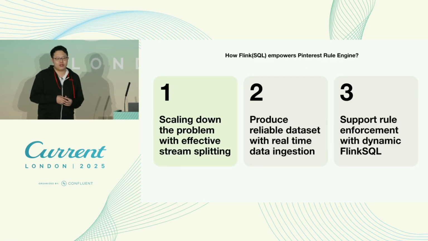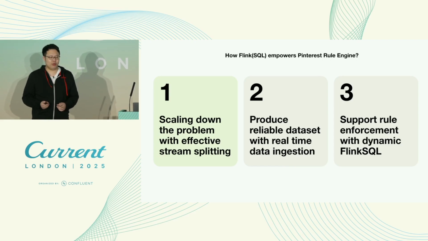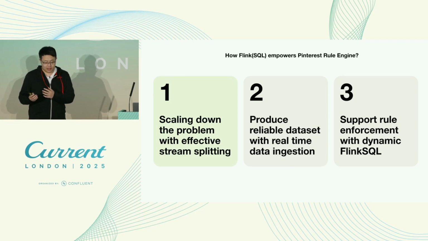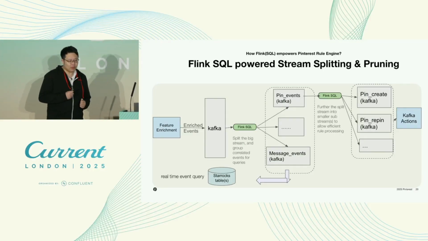Basically, we use Flink SQL to do various data processing, and we have three types of Flink SQL jobs. The first type solves the problem by scaling down the data with effective stream splitting and pruning. Let's look at that in more detail.